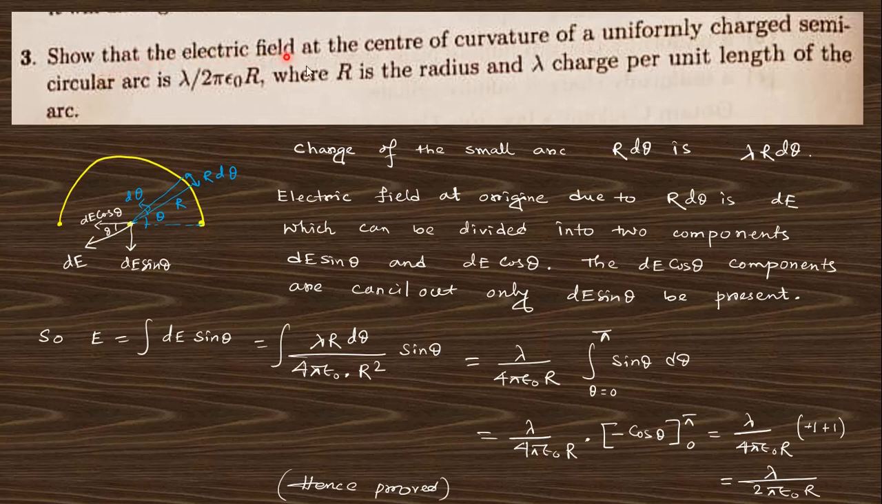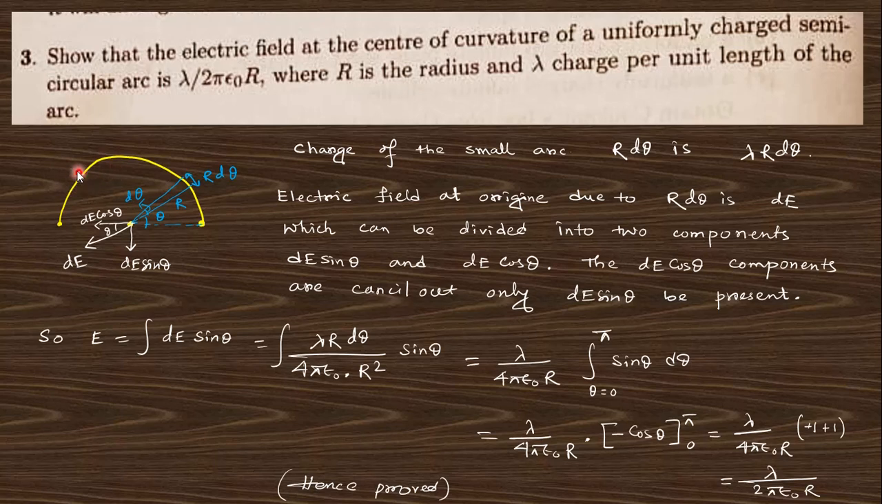Show that the electric field at the center of curvature of a uniformly charged semicircular arc is like that. Okay, so the electric field due to this semicircular arc will be like that. Now take a small portion, r d theta, where this angle is theta and this angle is d theta, so the length will be r d theta. For this, the electric field along this direction, if you resolve it into components, has cos theta and this is the sin theta.